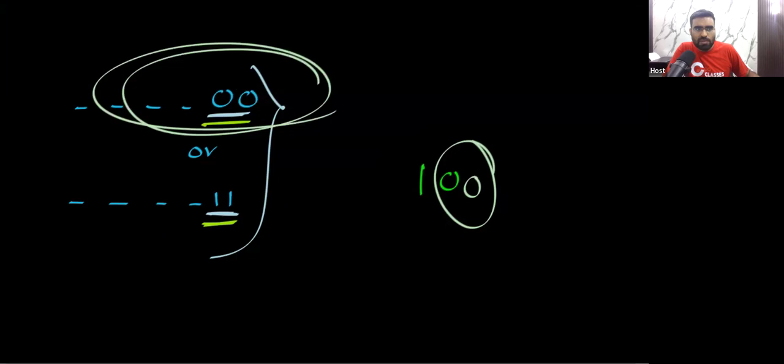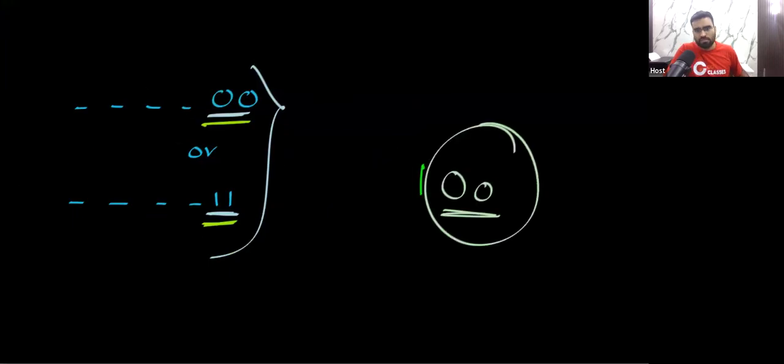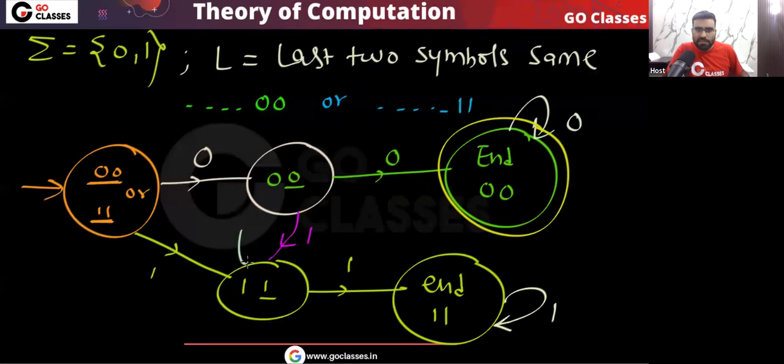Either I will go for double one, or, if after this one 0 comes, then I will go for double zero. Okay, correct. So very simple: in this state, if 0 comes, I will go for double zero.